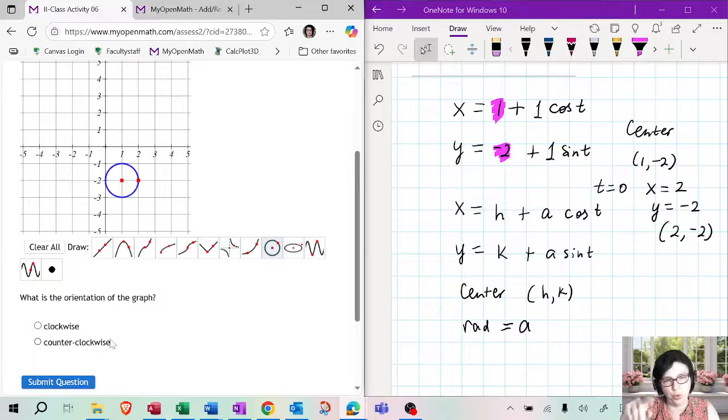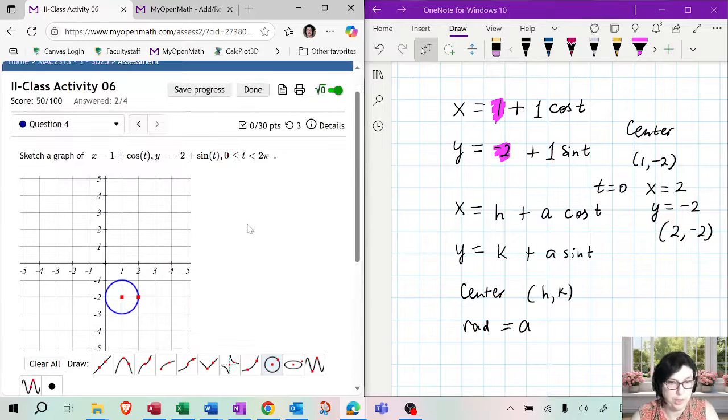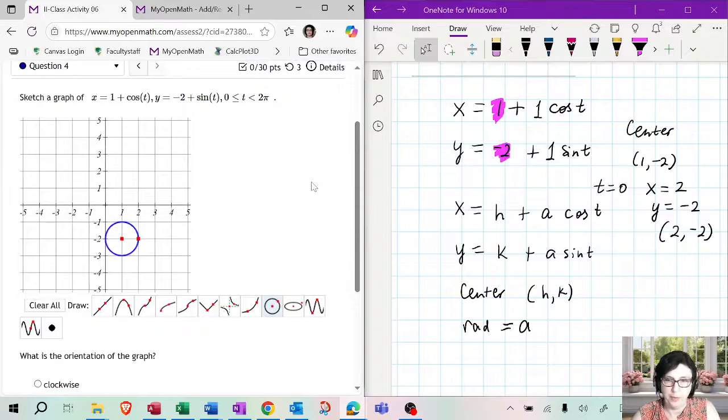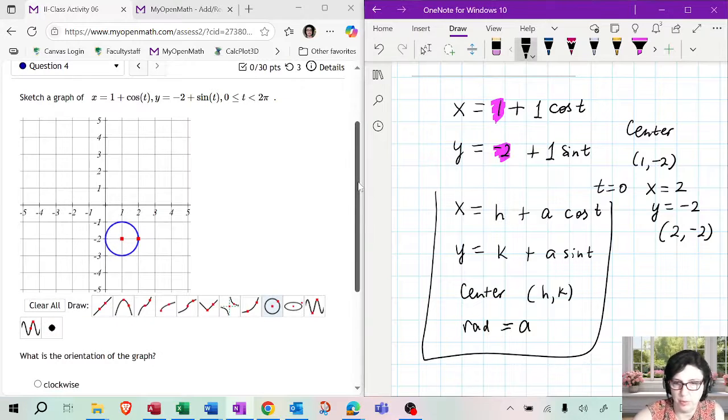Now, how do I know what the orientation is? So we need to draw an arrow to indicate which way this particle is moving as t changes from 0 to 2 pi. In order to figure that out, you just need to evaluate maybe one more point and see where it goes. Because let's say it starts at (2, -2) when t equals 0, but where does it go? Does it go up or does it go down?